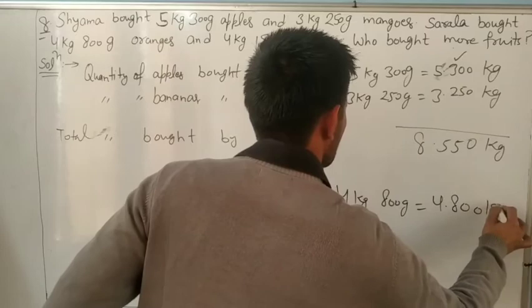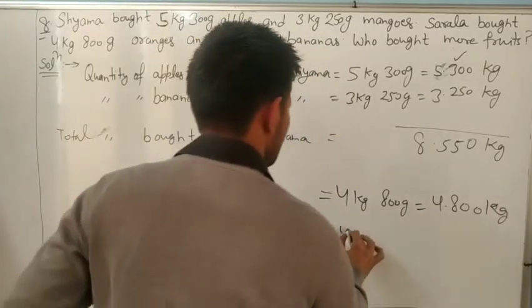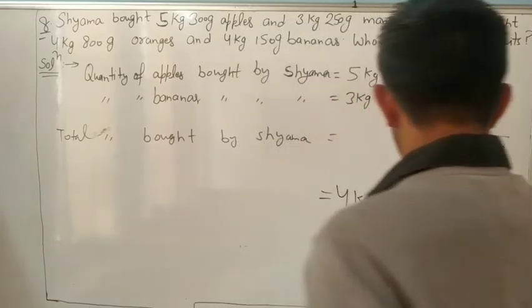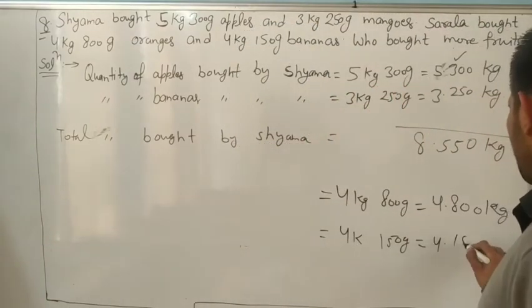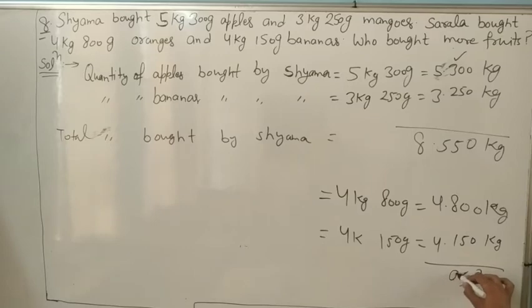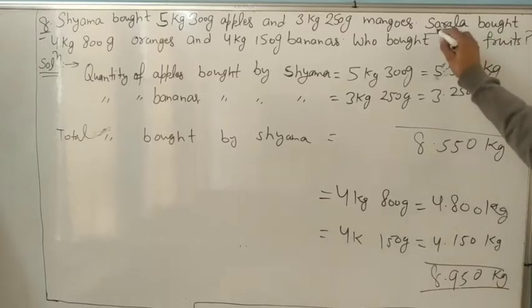4.800 kg. Now compare it with the bananas bought, 4 kg 150 grams, so 4.150 kg. Now 0, 5, 9, 8. So tell me, who bought more? It is 8, same digit. It is 5, it is 9. So who bought more? Sarla bought more.